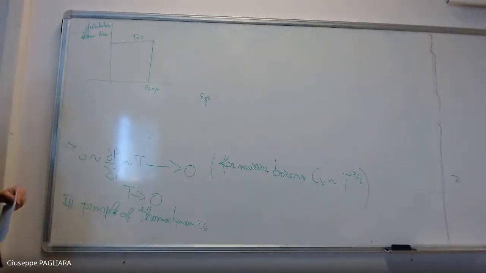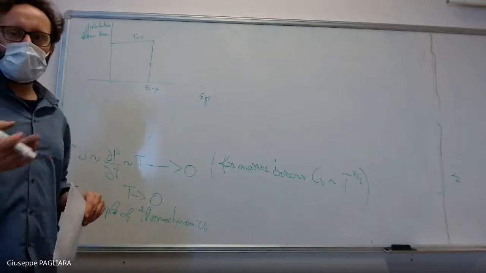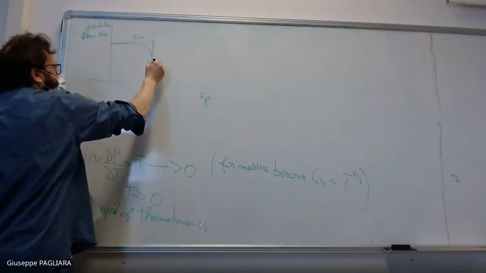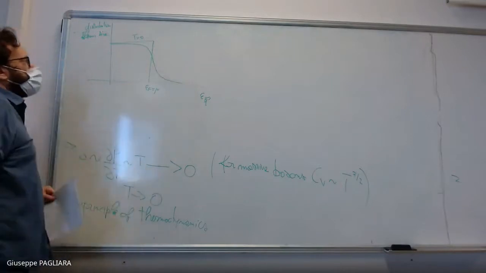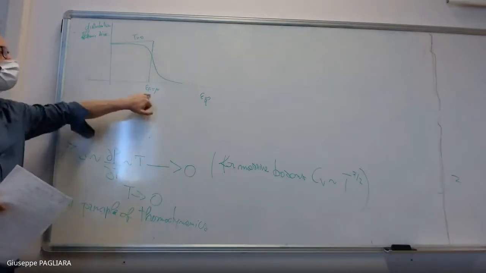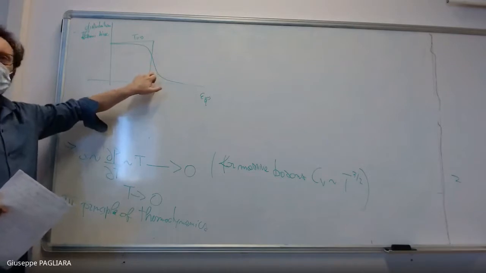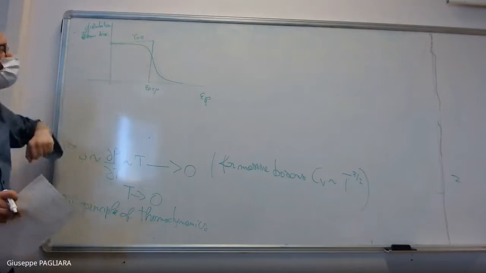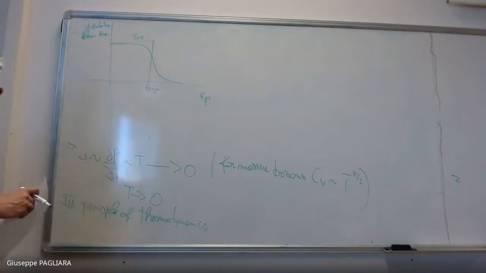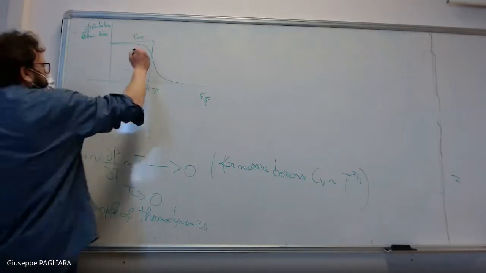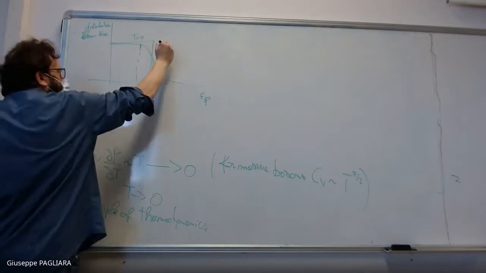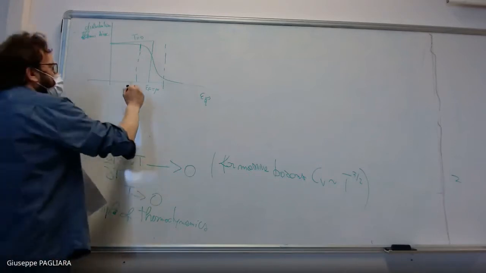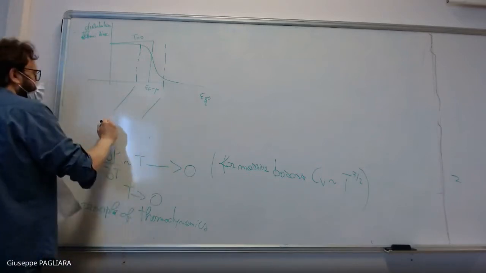When T is increased from zero to a finite value, what happens is that I have something like that. So I have a depletion of the levels below the Fermi surface, and I will start to occupy levels above the Fermi surface. So we'll have this smooth behavior of the function. Now, this region of depletion and occupation of the energy around the Fermi energy is of the order of k_B T.